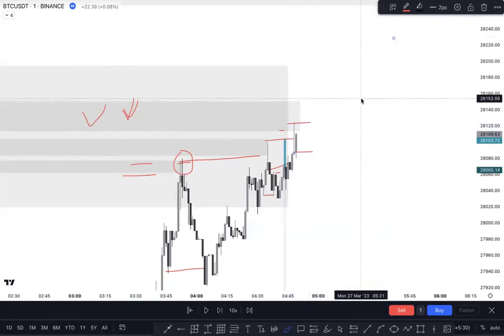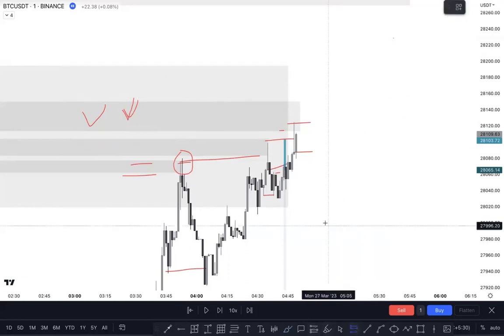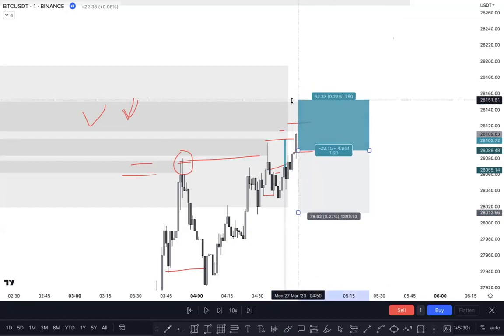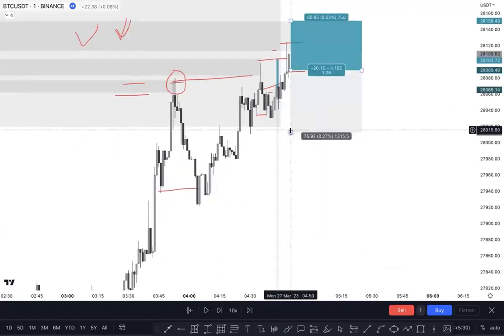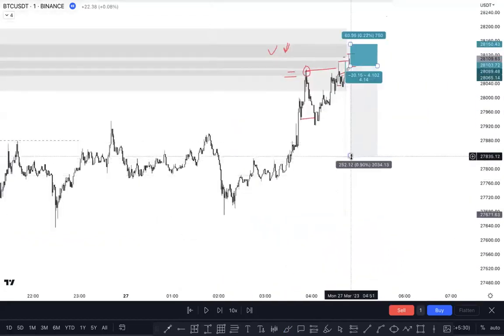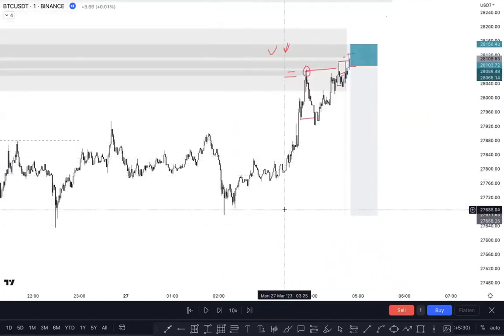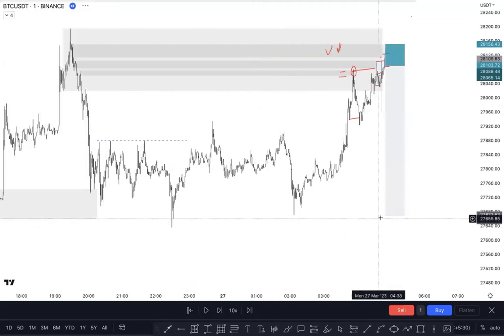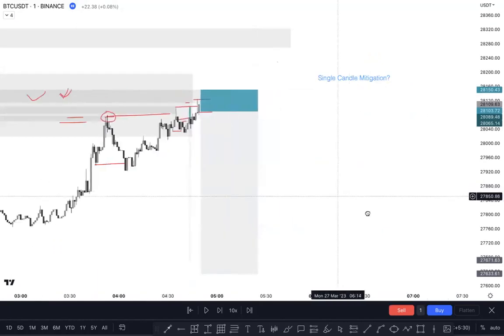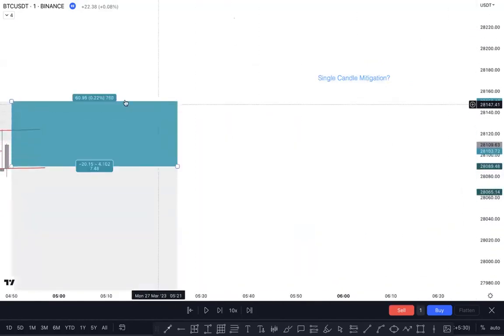This one. And stop loss, just above. And target, the previous measure low is here. Okay. Yes, a single candle mitigation.